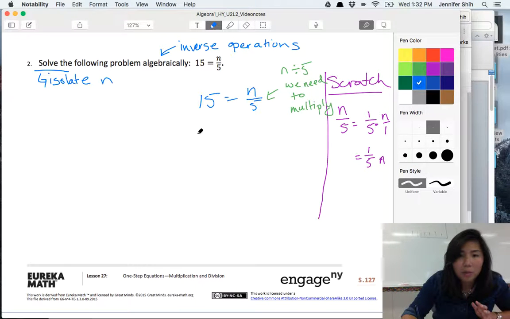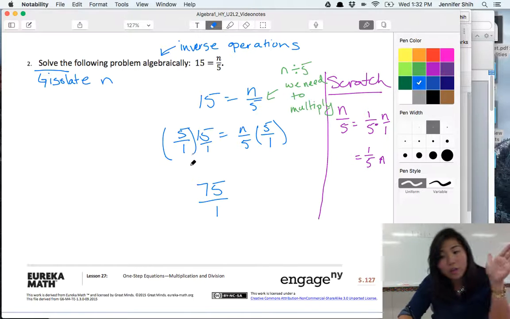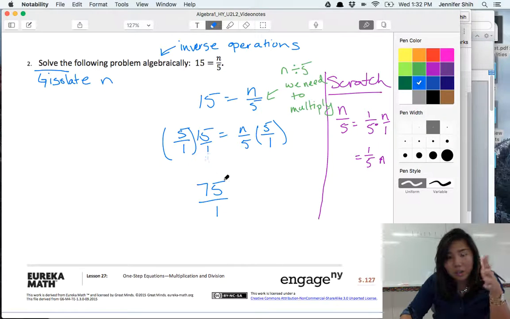So I'm just going to copy down the problem here. I haven't changed anything. I just actually need more room. So I'm going to multiply by 5 over 1, 5 over 1. So 5 times 15, that's 75 over 1, because I multiplied. When you multiply fractions, you multiply the numerators across and you multiply the denominators across.